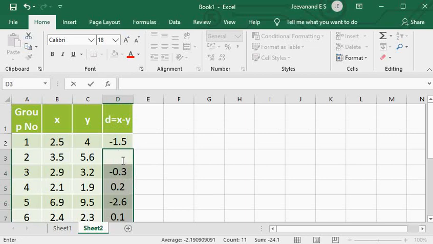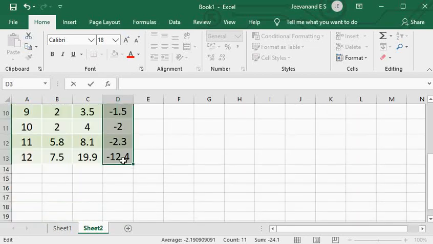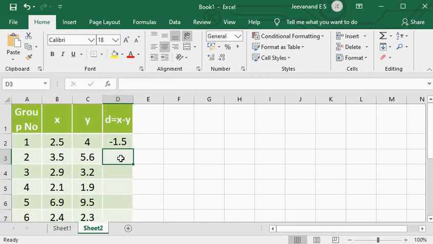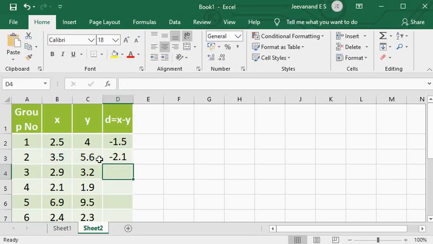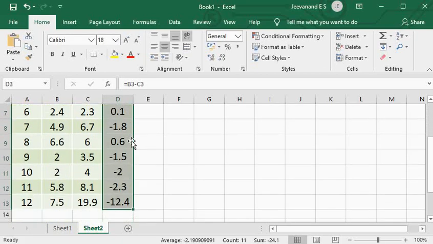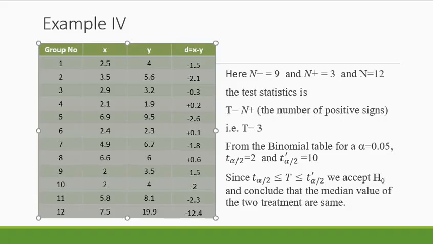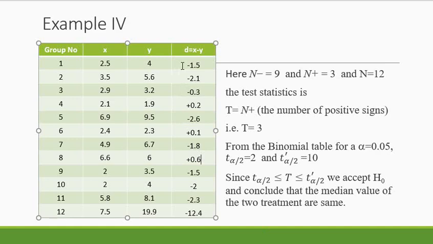That is 3.5, and so this is equal to 3.5 minus 5.6. So you get a negative value. Likewise, you can calculate for all your variables, and so you obtain this table. Here you have 1, 2, 3, 4, 5, 6, 7, 8, 9 negative values, and 1, 2, 3 positive values. And altogether, there is no zero.